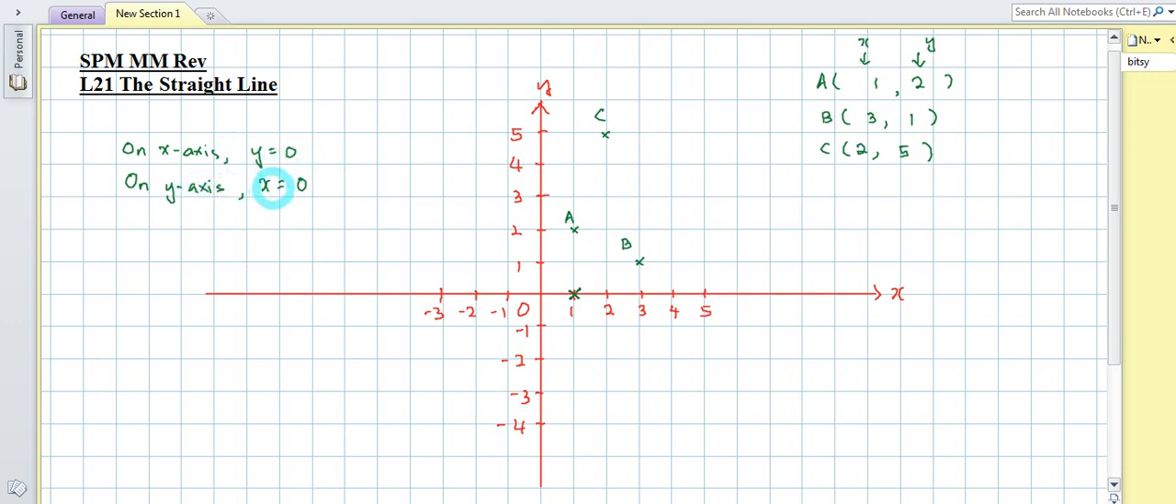On y-axis, x is equal to 0. Same thing here. What is the coordinate here? On y-axis, x is equal to 0, right? So here will be 0, 1. 0, 2. 0, 3. 0, 4. 0, negative 1. 0, negative 2. 0, negative 3, and so on. Okay, so next we are going to learn how to find the gradient of a straight line.